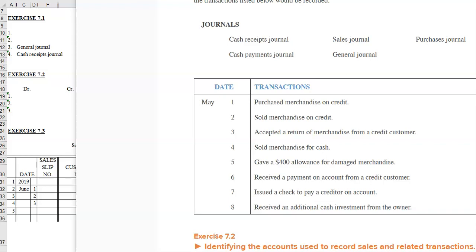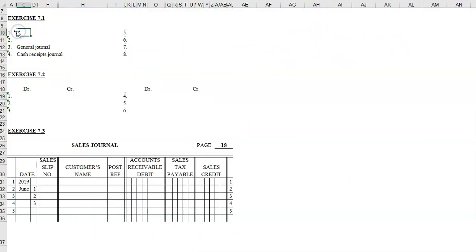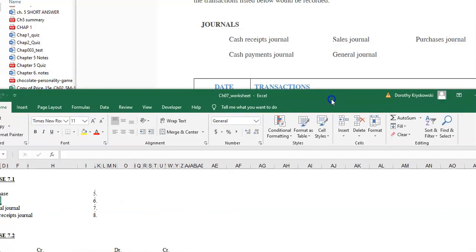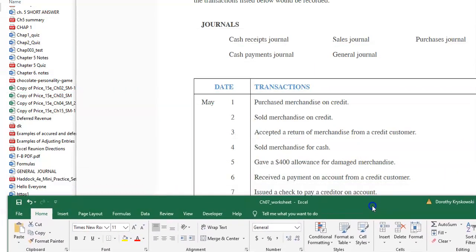All we need to do is read the question and figure out what journal it goes in. So here we go. First one's May 1st. Purchase merchandise on credit. Well, it kind of gives it away that it's a purchase journal, but we have a cash receipts journal, a cash payments journal, sales journal, general journal, purchase. So the number one is purchase. I gave you a couple in there already so that you could have it to look at.